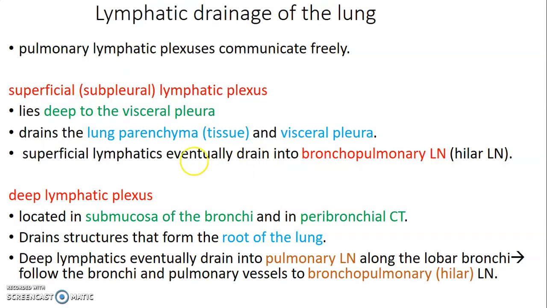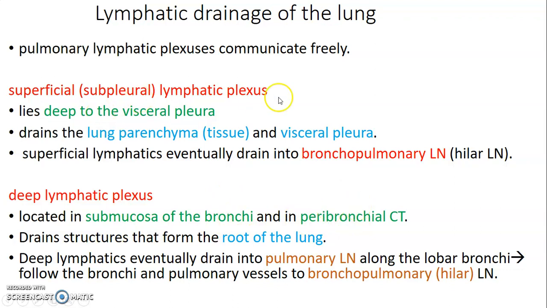The lungs are drained by superficial and deep lymphatic plexuses. The superficial ones are deep to the visceral pleura, and they drain into bronchopulmonary lymph nodes at the hilum of the lung. Bronchopulmonary lymph nodes are also called hilar lymph nodes, while the deep lymphatics are in the submucosa of the bronchi and in the peribronchial connective tissue.